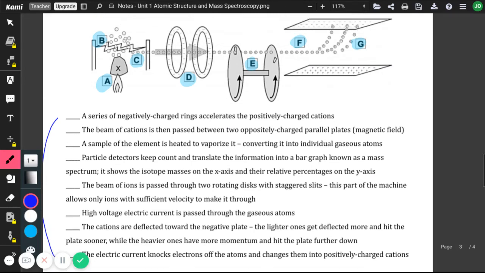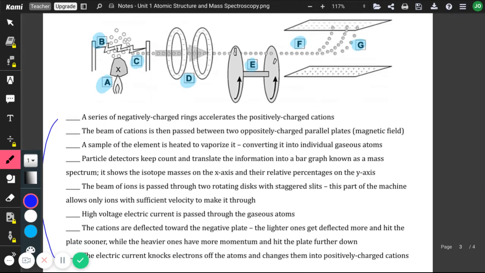Okay, so let's go over that. So first off, looking at A, what do we see here? Well, we see that there is fire, right? So that fire tells me that they're actually heating up the substance, okay? So heating up the substance, that is right here. A sample of the element is being heated to vaporize it. So we're trying to convert it into its individual gaseous atoms, okay?